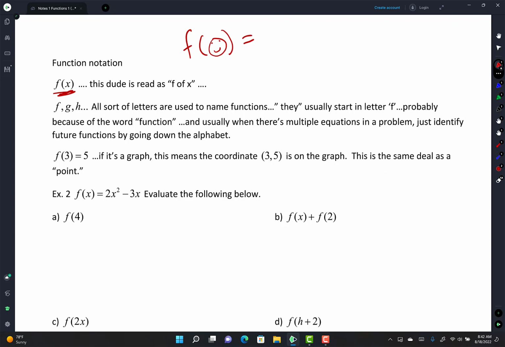So, okay, first let's read this. F of X is read as F of X. F, G, H, all sorts of letters are used to name functions. They usually start with the letter F, probably because of the word function. Yeah, I agree. I type these notes out, by the way.